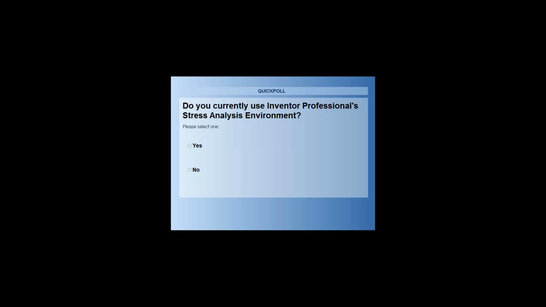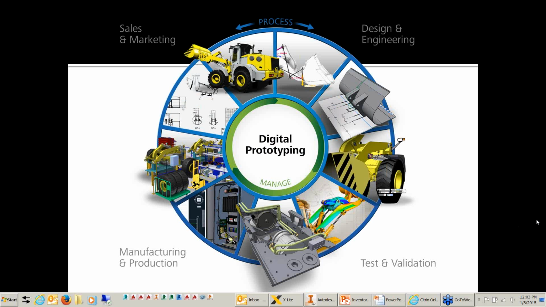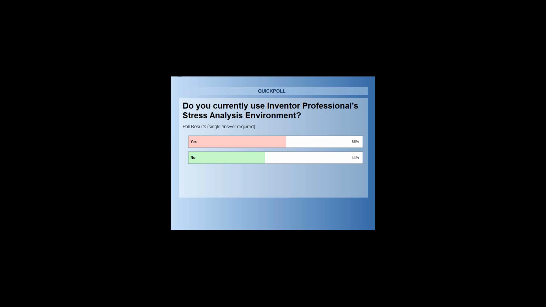So it looks like we're almost 50-50 on that. About 90% of you have voted. We'll give it a couple of seconds more to get a few more votes in. We're looking at about 55-56% saying yes, and 44% saying no, that you do not currently use the Inventor Professional tools. Now I see 92% have voted. I'm going to go ahead and close this poll, and I want to share those results real quick with everyone.